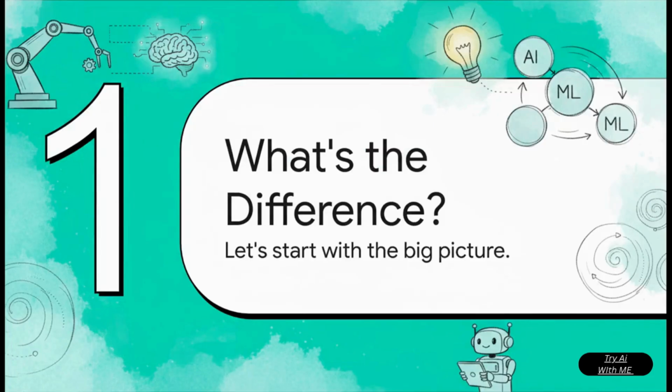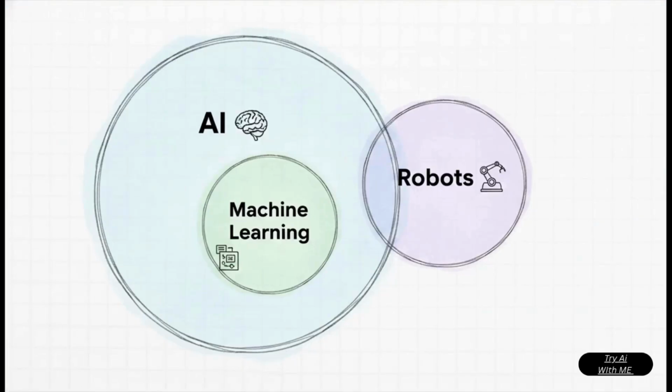So to really get how these three things connect, we're not going to start with a bunch of boring, complicated definitions. Nope. Instead, let's just picture it in our heads with a super simple model. Look at this slide and try to burn this image into your brain. See that giant circle? That's artificial intelligence, or AI. It's the whole big category. And machine learning, that's the smaller circle inside of it. It's a part of AI, not something totally different. Think of it this way. A steering wheel is part of a car. It's not a whole separate car.